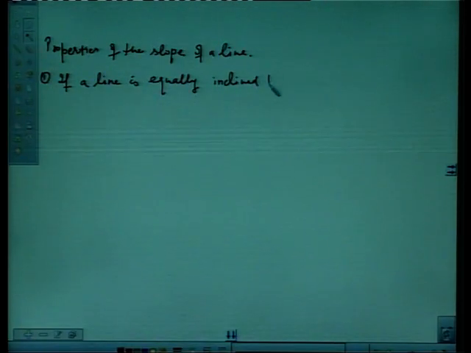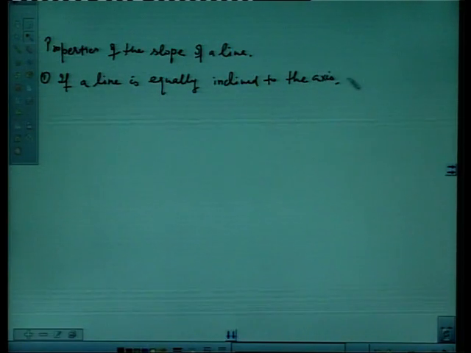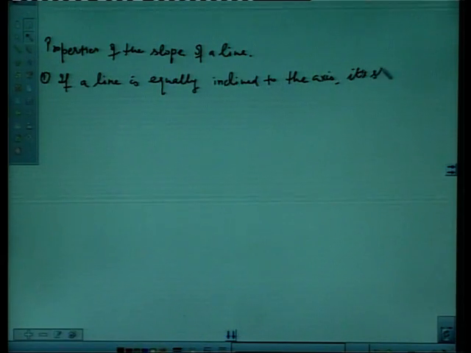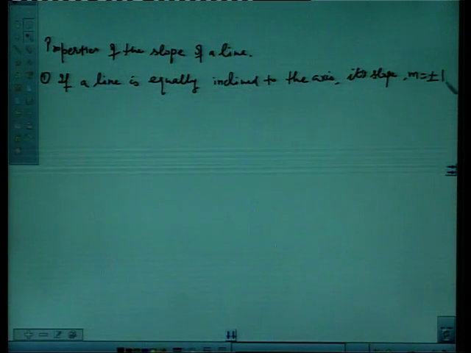Properties of the slope of a line. Number 1, if a line is equally inclined to the axis, then its slope is equal to plus minus 1.